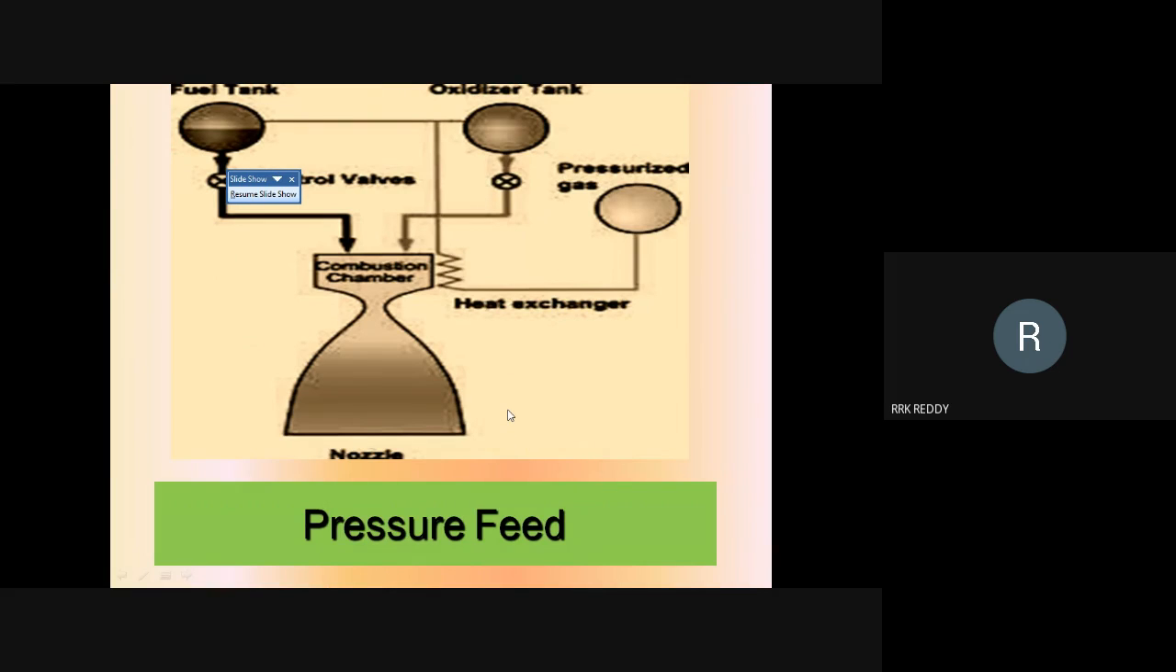In pressure feed systems, we are not using any pumps. This is the fuel tank, this is the oxidizer tank, this is the combustion chamber, and this is the nozzle. Both fuel and oxidizer are supplied to the combustion chamber with high pressure. A pressurized gas chamber is used for this purpose. With the help of pressurized gas, both fuel and oxidizer are sent to the combustion chamber, and here with the help of an igniter, combustion takes place. These combustible gases escape through the nozzle, which produces the required jet thrust that makes the rocket move in the upward direction.